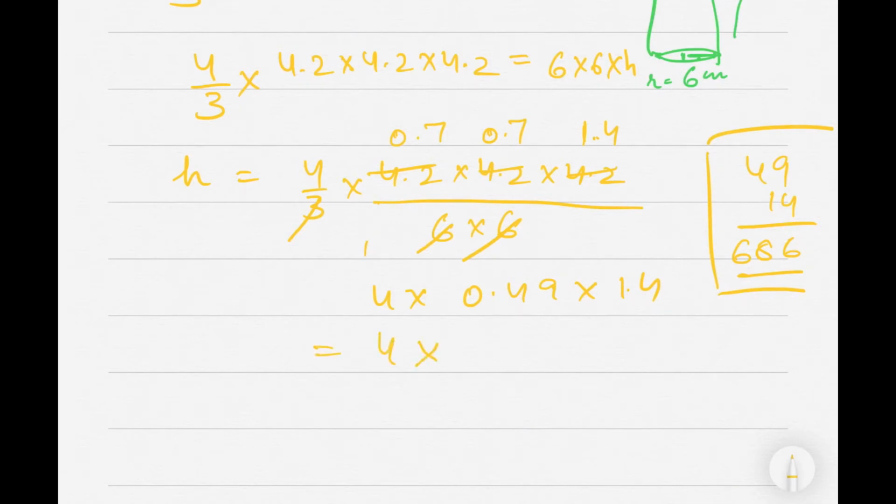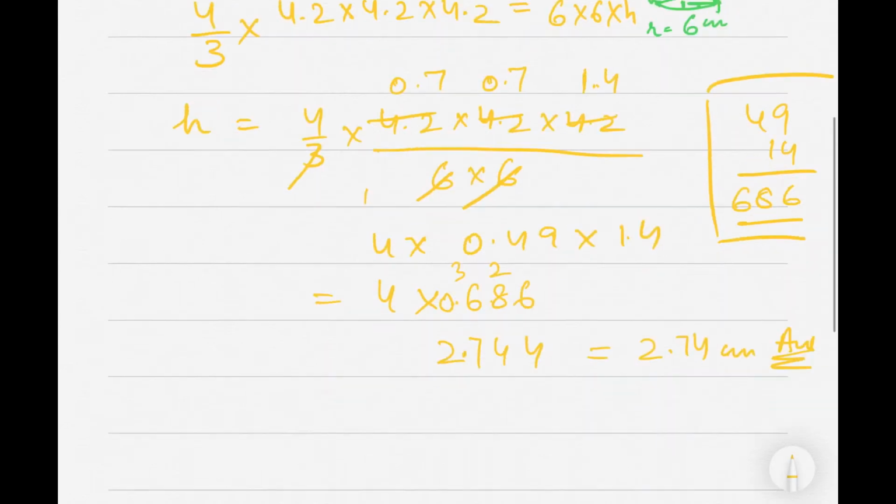Then this will be equal to 4 into 0.686. Now next I have to multiply by this. So 4 6 24, this is 0.6. 4 8s are 32, 4 6 24, and 27. Okay, and 3 decimal places. So my answer I can write up to 2 decimal points, so 2.74, and all dimensions are given in centimeter to me, so I can write centimeter for the height, right? So that will be my answer.